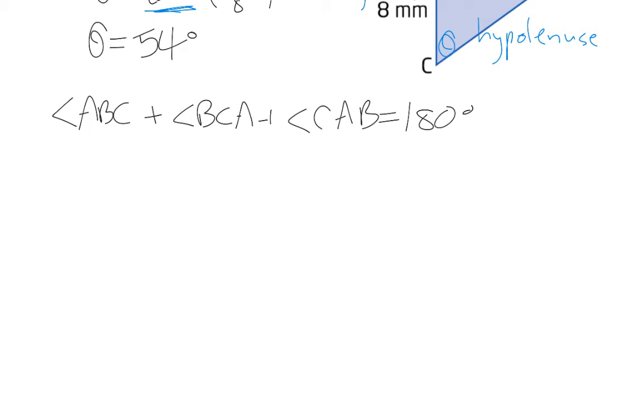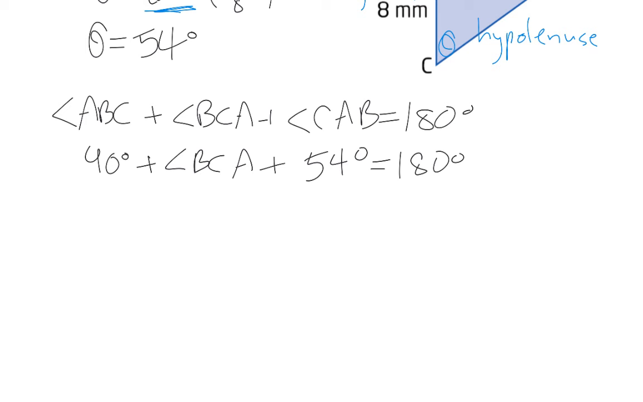At this point, all you need to do is substitute in your known values. We know that angle ABC is the right angle, so that's going to be 90 degrees. We are looking for angle BCA, and we just figured out the angle CAB previously, and that was approximately 54 degrees.